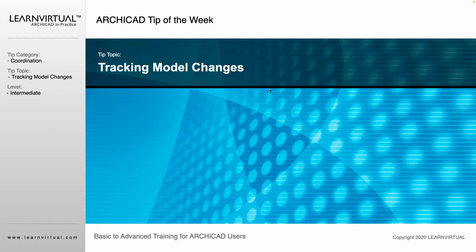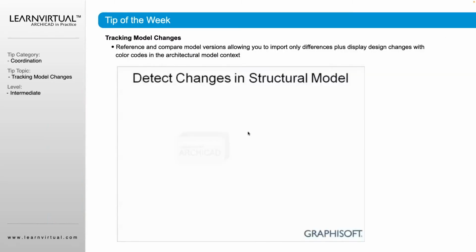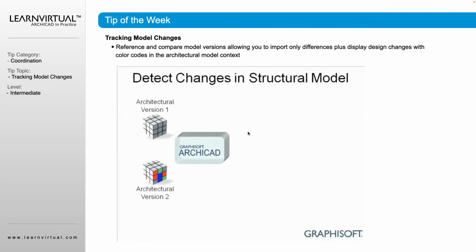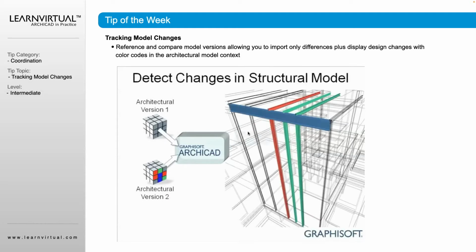Now let's take a quick look at our ArchiCAD tip of the week, which is tracking model changes. As we're going back and forth between IFC projects, sending and receiving back in, it's important to be able to notice the changes that were made after you sent the project out. Everything will come in a color-coded system.